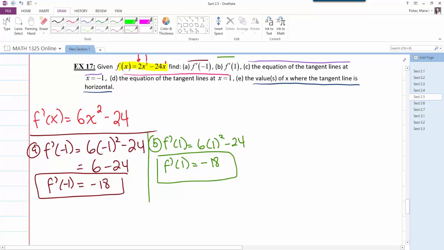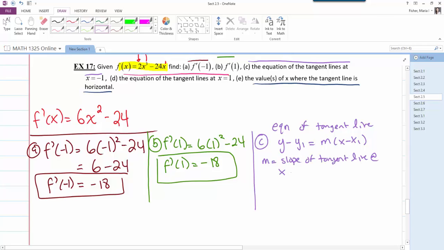Part C wants the equation of the tangent line at x equal negative 1. Well, remember, in order to find that equation of the tangent line, we need two things, right? Because we're going to use y minus y1 is equal to m times x minus x1, point slope form. We need the slope of the tangent line at x equal -1. And we're going to need the point. We're going to need -1 comma f of -1.